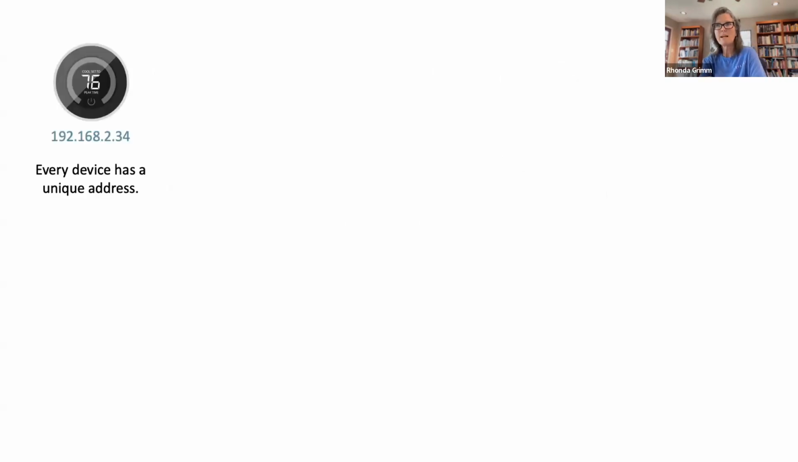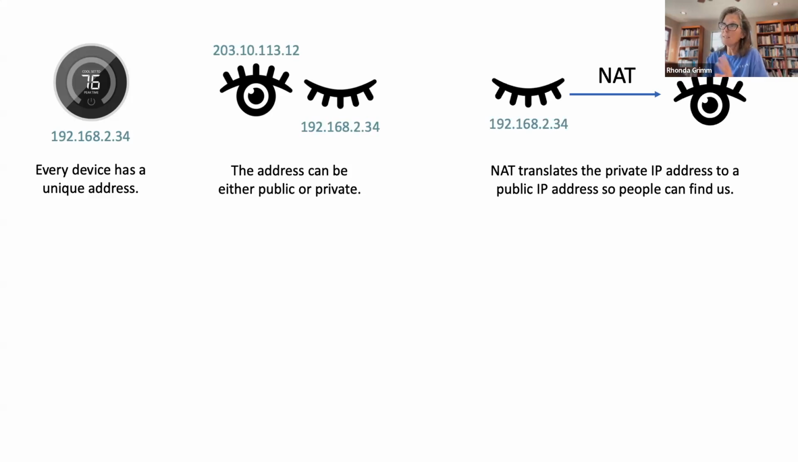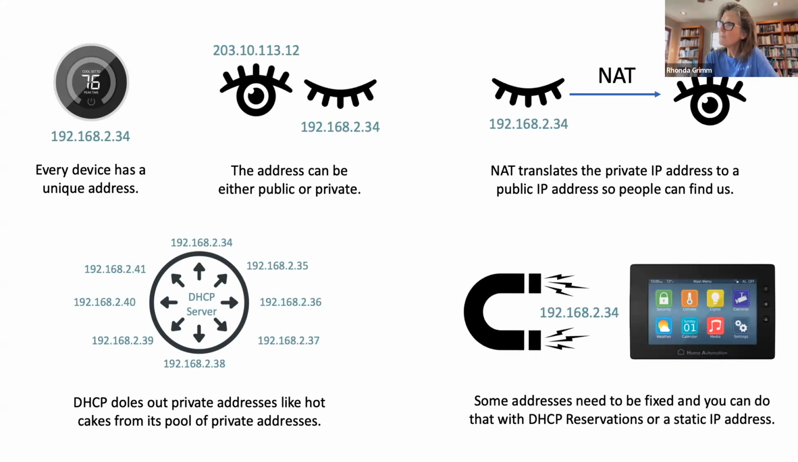So let's do a quick review on what we've learned so far in 20 minutes. Every device has a unique address. The address can be either public or private. The NAT translates the private address to a public IP so people can find us. And the DHCP server just doles out all these IP addresses from a pool. And some addresses need to be fixed. So you have DHCP reservations or static IP addresses so that you're able to have a reliable address for that.